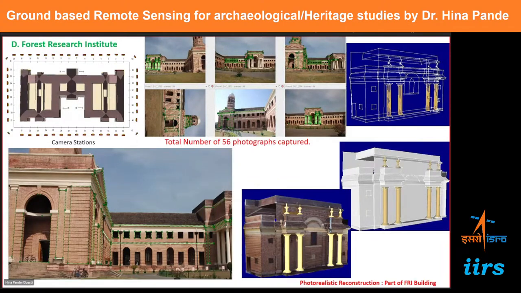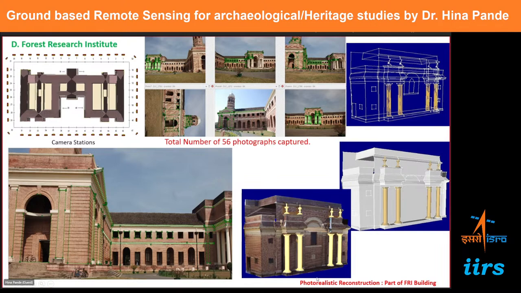Similarly, the Forest Research Institute, which is also a very huge heritage structure, about 200 years old in Dehradun. Because it is a very large structure, as you can see, and very complex also, around 56 photographs were used to capture the entire building. Since we did not have any way in which to capture the roof, we were not able to capture the actual roof texture, but a simulated roof texture was used to recreate the top part of the building.